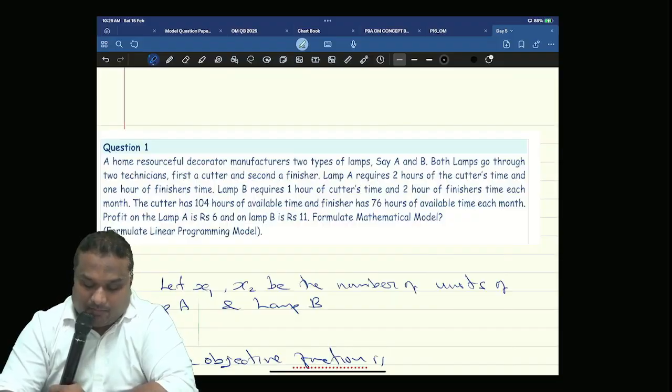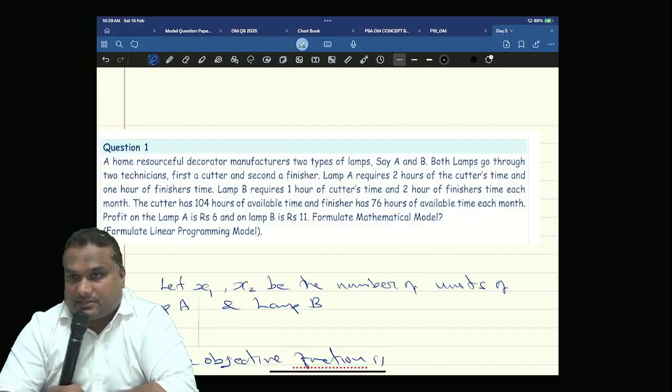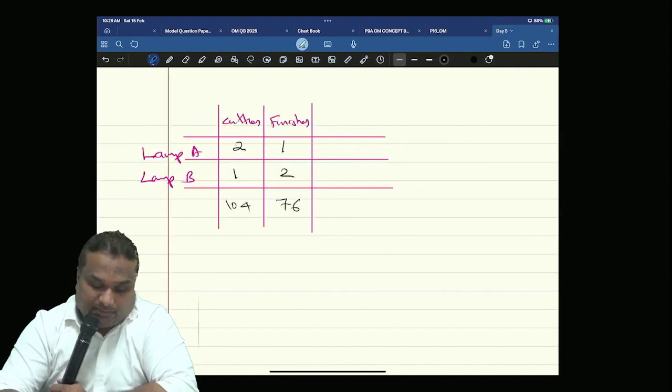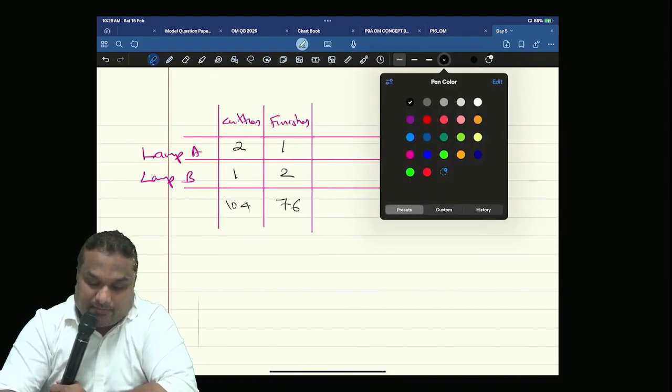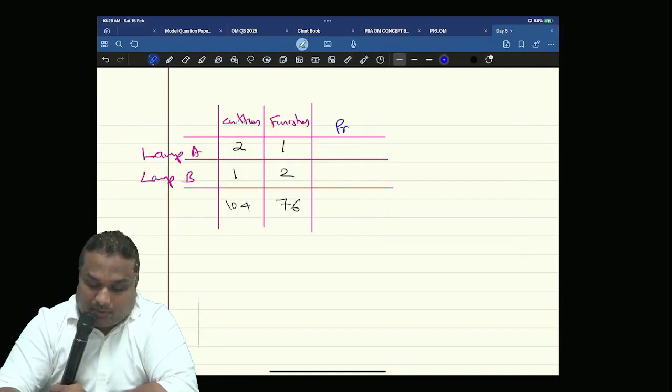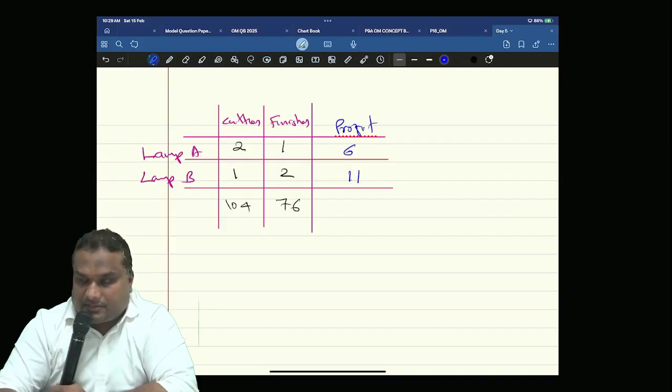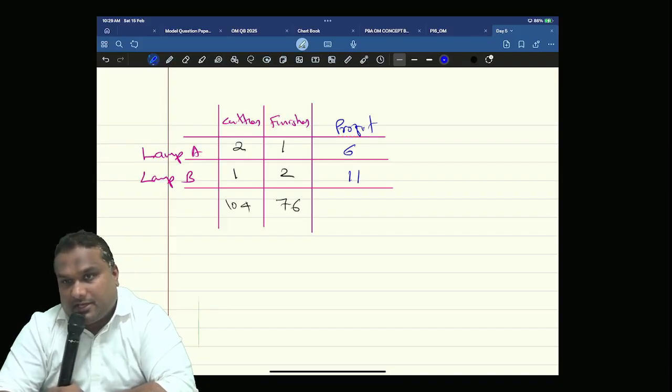Now profit on lamp A is rupees 6. Profit on lamp B is rupees 11. This is the profit. Profit is 6, profit is 11.